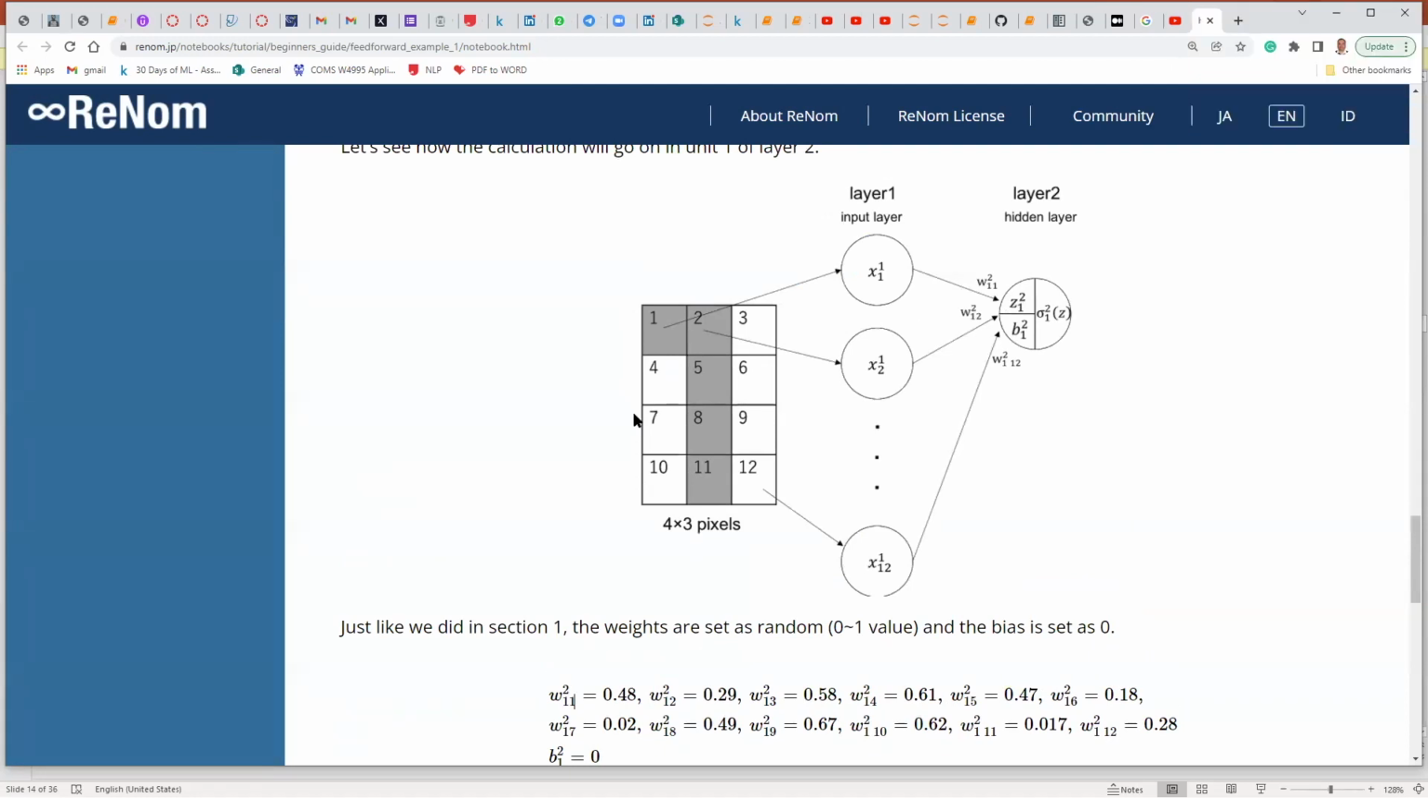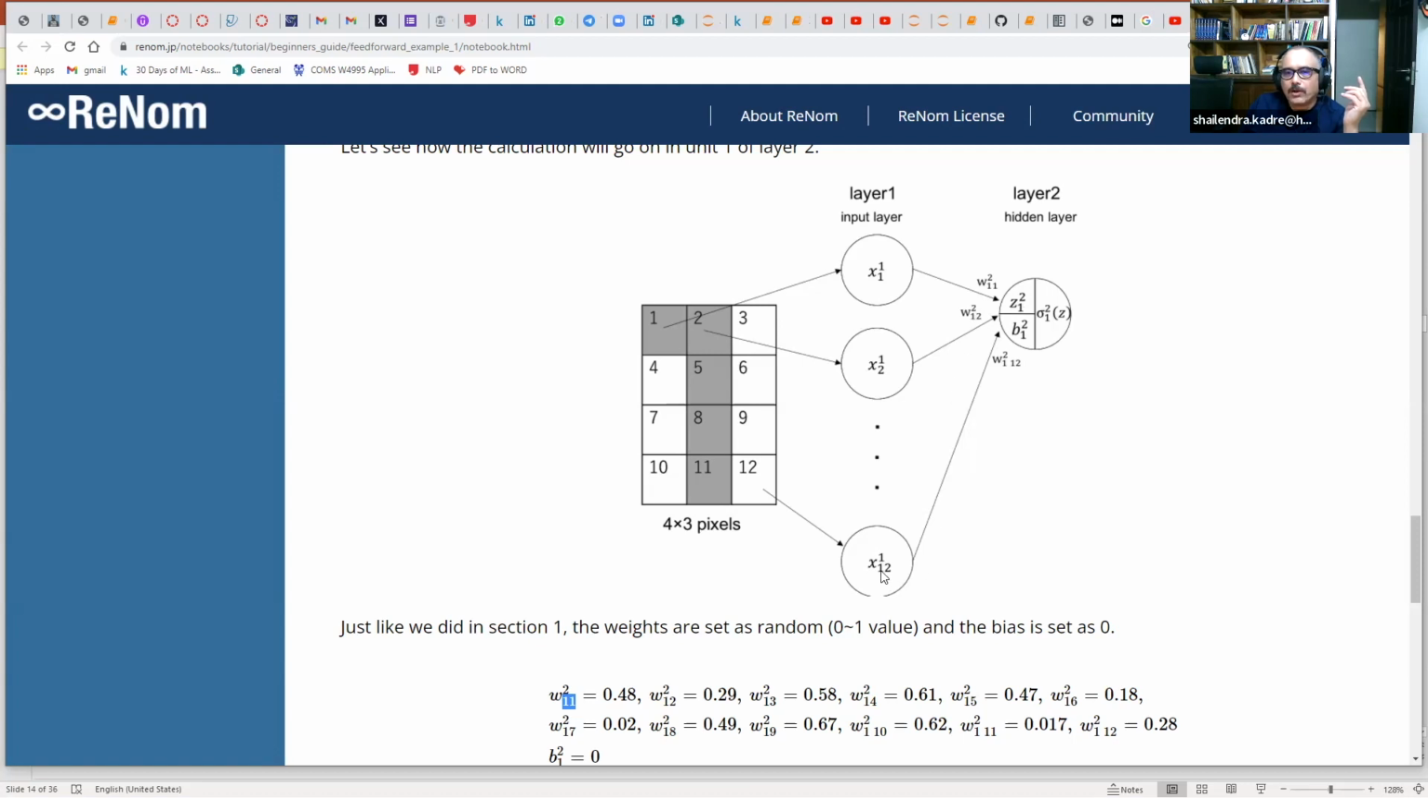When you have 3 neurons in the hidden layer, totally you will be having 36 weights, 12 into 3. But how is it representing this W11 and W13? See, W11 is the first neuron connecting with the first, that is W11. Then the second neuron of the input layer is connecting with the first neuron of layer 2. So that is represented by W12.